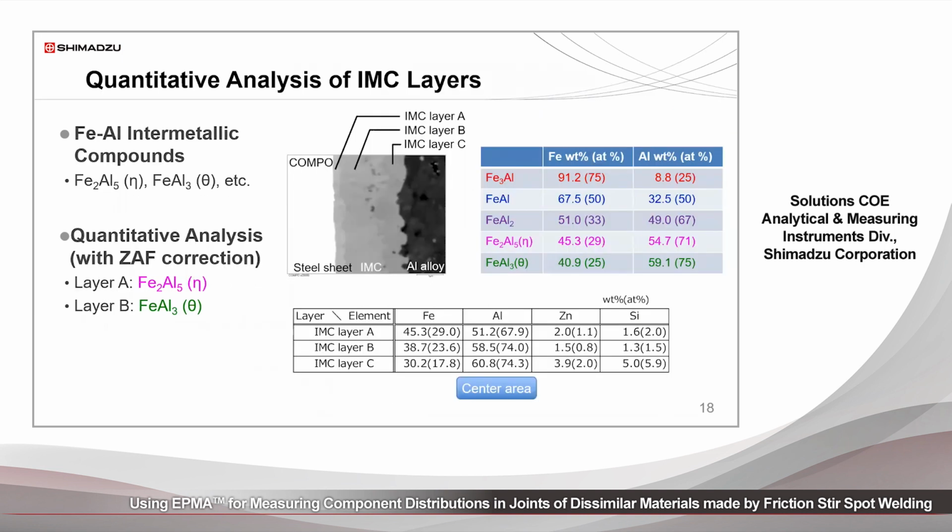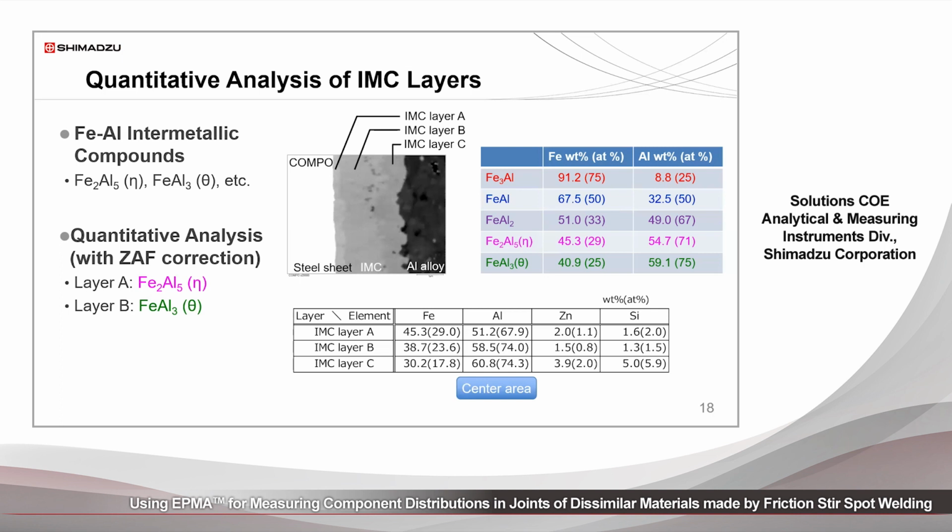Quantitative analysis of the IMC layers. Pictured is a compo image of the IMC region in the center of the joint, with 3 different layers demarcated: IMC layer A, IMC layer B, IMC layer C. It is expected that the most concentrated iron aluminum intermetallic compounds will be located next to the steel sheet in IMC layer A. In this case, it would be the eta phase, Fe2Al5.